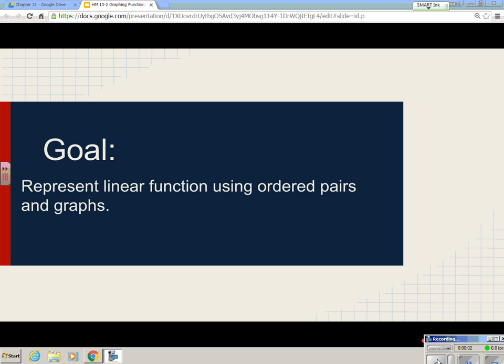All right, here we are in our second lesson of this unit, and today we're going to talk about graphing functions. So, represent linear functions using ordered pairs and graphs. We've worked with graphs before this year. Now what we're going to do is learn a skill of tracking things as far as it comes to functions and ordered pairs.